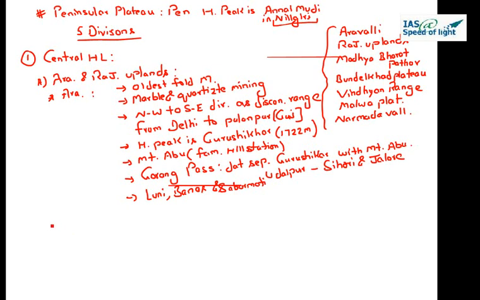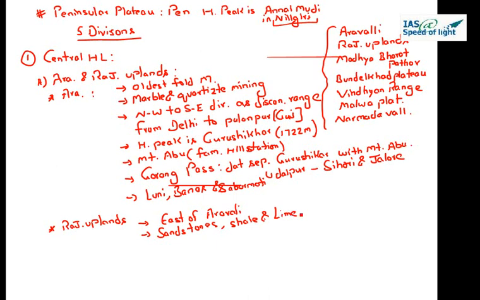Now second comes the Rajasthan uplands. First we have to write it is east of Aravallis. So in the map, if you know the location of Aravalli and then the Vindhyan range, then the Satpura range, that is how we will see everything. So Rajasthan uplands is east of Aravallis. It is famous for sandstone, shale and limestone. Drained by river Banas.